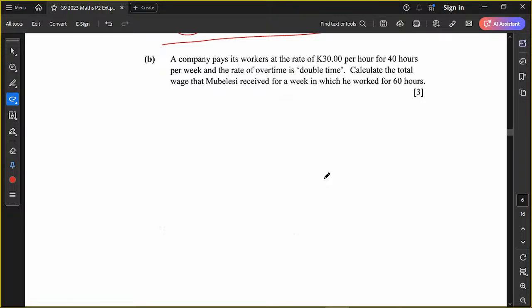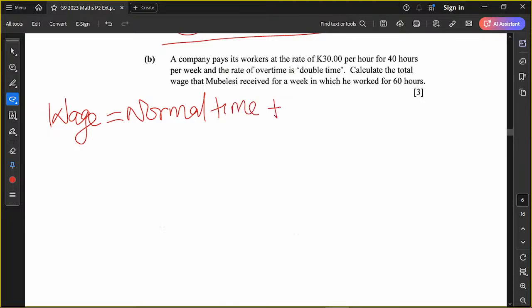So to find the wage, we're going to say wage is equal to normal time of working plus overtime.